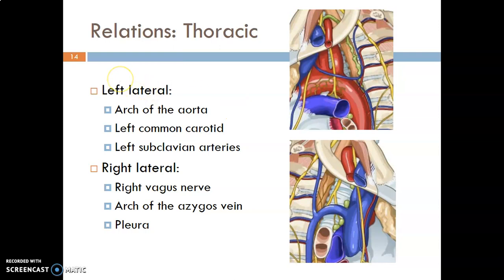Then, what is found on the lateral part of the thoracic part of the trachea? Lateral relations of the thoracic part of the trachea. So, on the left side, you'll see the arc of the aorta with the left common carotid and left subclavian. So, those are seen on the left side. While on the right side, you appreciate the right vagus, the arc of the azygous vein, and the pleura. Those will be found on the right side.